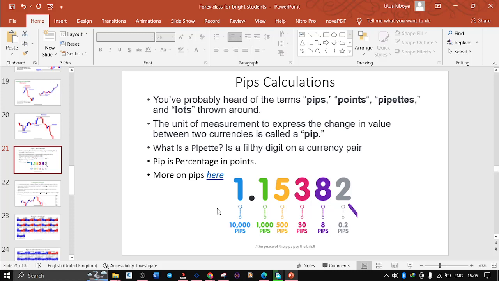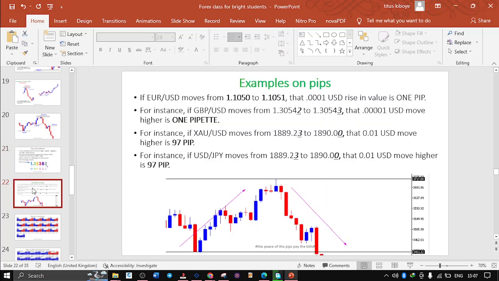So why are you putting pips everywhere? Of course, you see, they are changing. You see, 8 pips, 30 pips, 500 pips, 1000 pips, 10,000 pips. Is it making sense? Somehow. But pips in full, it's percentage in points. That's how it is in full. Making sense? Yeah, I get it. Okay, we go to the next examples on pips.